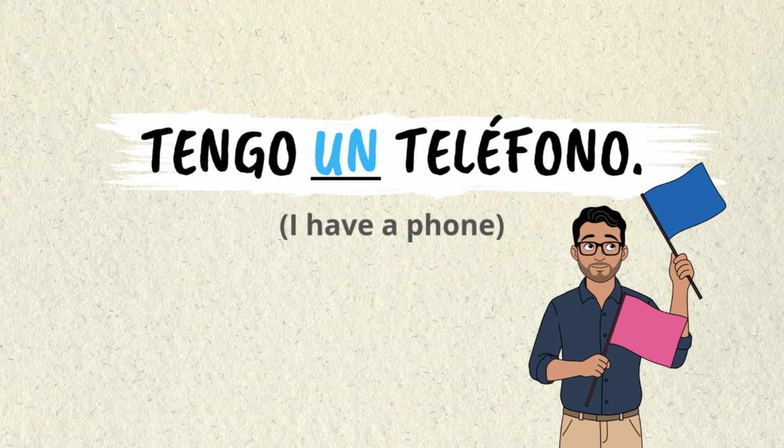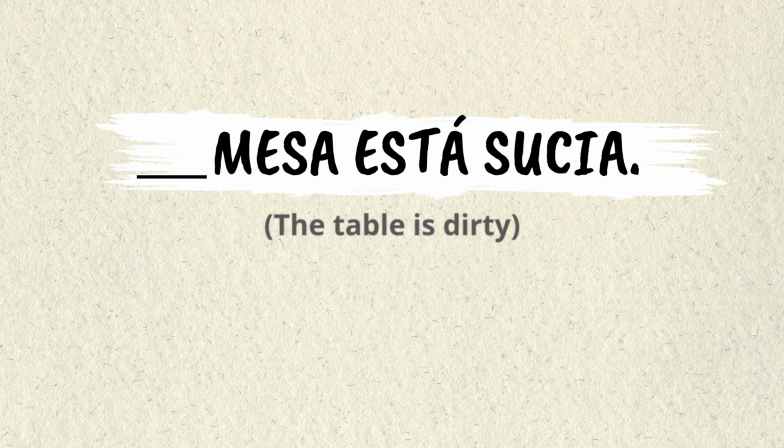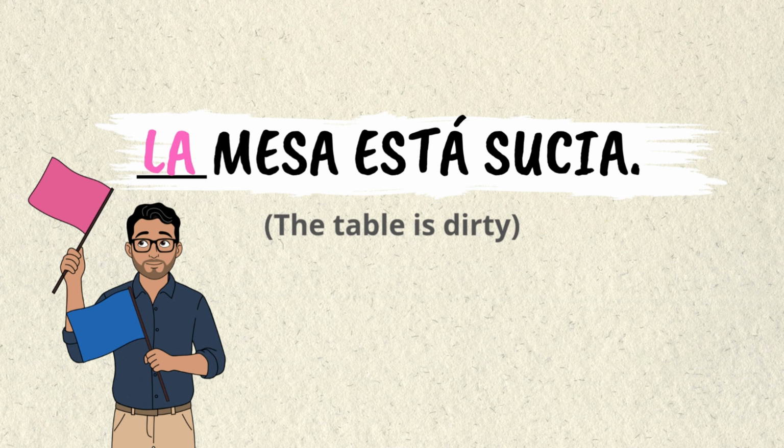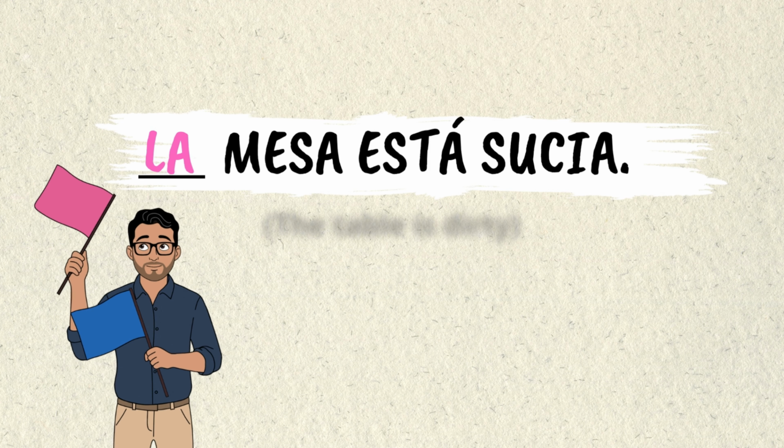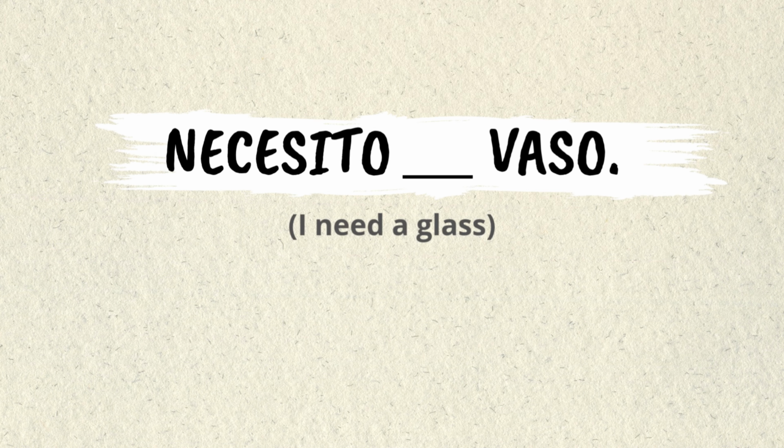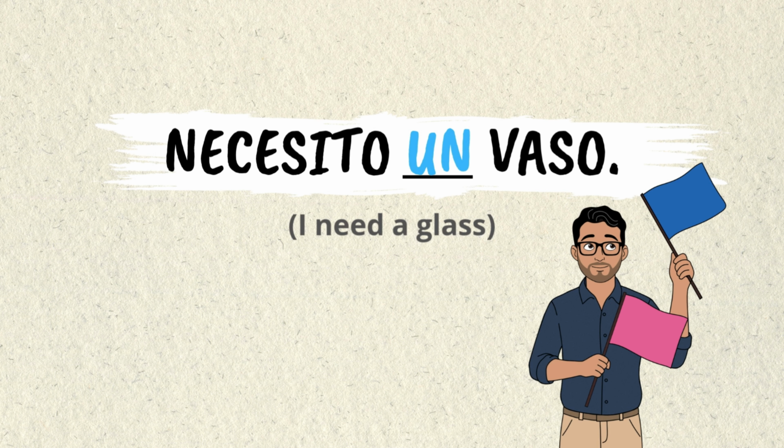Tengo un teléfono. Here, we use un because you are talking about a phone in general. It doesn't matter which one, you just have one. La mesa está sucia. We use la because we are looking at that specific dirty table right there. Necesito un vaso. I need a glass. Any glass will do. Since it's a generic need, we use un.